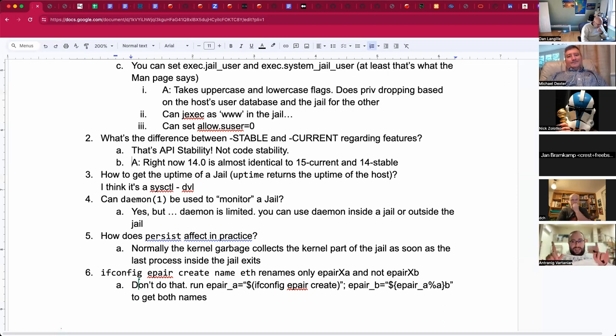Now I couldn't get that part properly, because stable is when we do an MFC merge from current, it goes from current back to stable. But now I'm having a hard time explaining what's the feature-wise difference between stable and current.